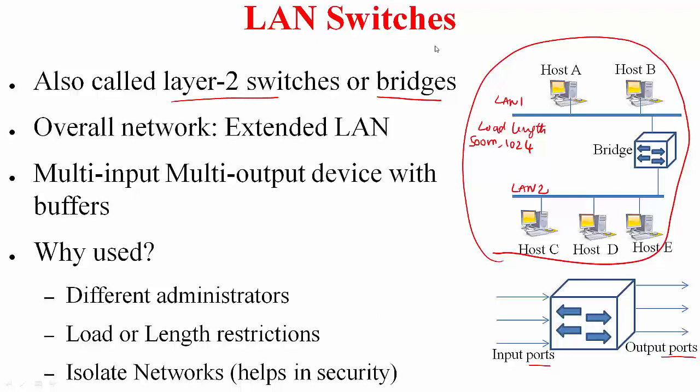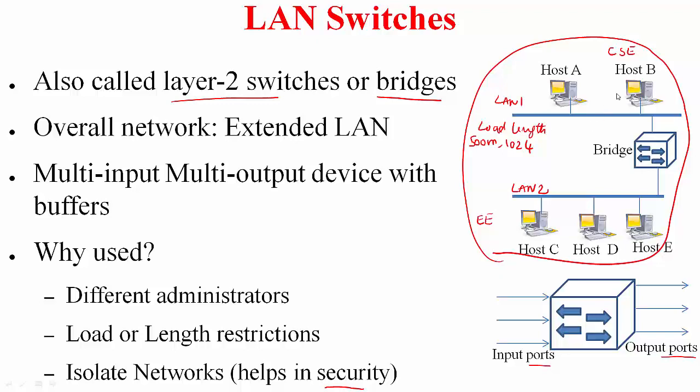There could be administrative reasons. For example, this LAN segment may be administered by the CSE department and this LAN segment may be administered by the EE department. Even if load and length restrictions are being met, it is preferable to use a bridge to interconnect them, just because the CSE department may want to manage its own hosts and the EE department wants to manage its own hosts. Also, the bridging can help in security by isolating the networks.